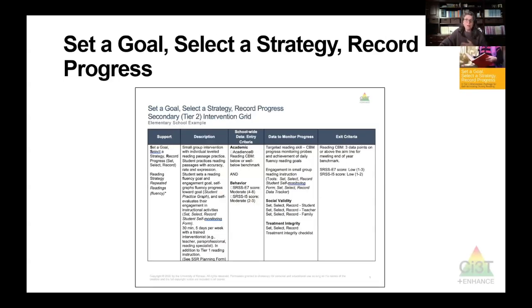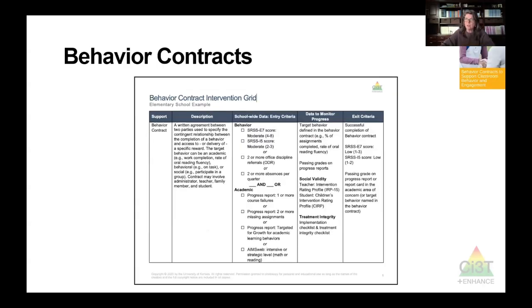This is another example of a more intensive intervention, still at tier 2. This was designed by Wendy Oakes, who's here with us tonight. And it's called Set, Select, and Record. And it's all a process about layering on self-monitoring into a tier 2 reading intervention. Great illustration of how those can be integrated. You might also think about behavior contracts, which are also really grounded in applied behavior analysis.